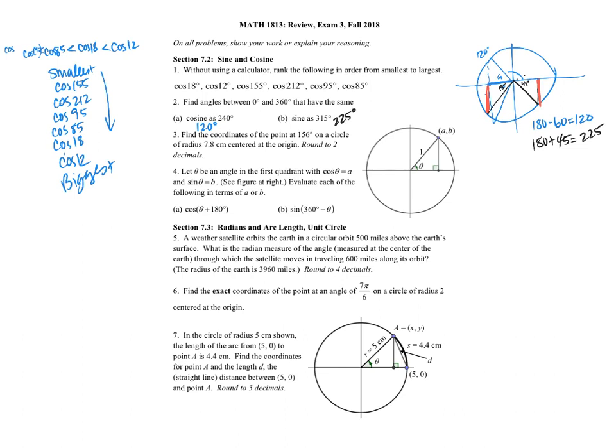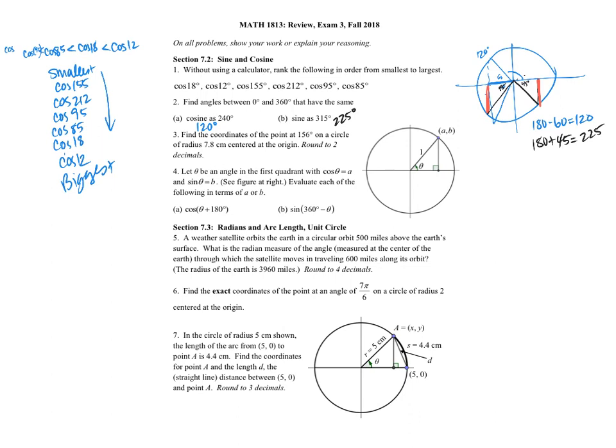Okay, so if we just remember the cosine is related to the x-coordinate and the sine is related to the y-coordinate. Number 3, find the coordinates of the point at angle 156 degrees on a circle of radius 7.8 centered at the origin. Round to 2 decimal places.